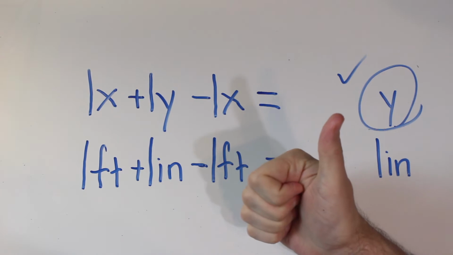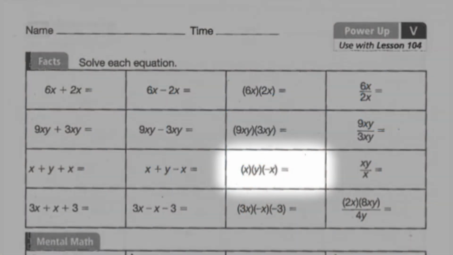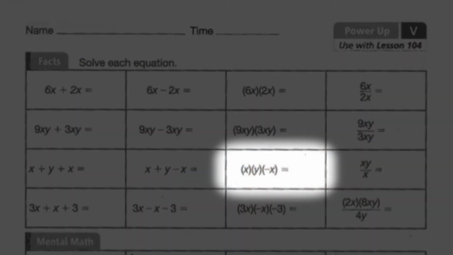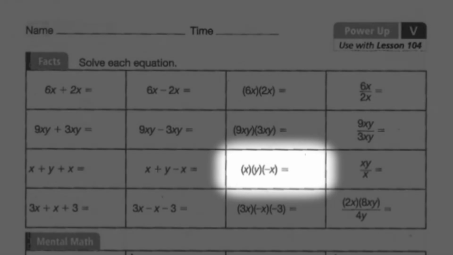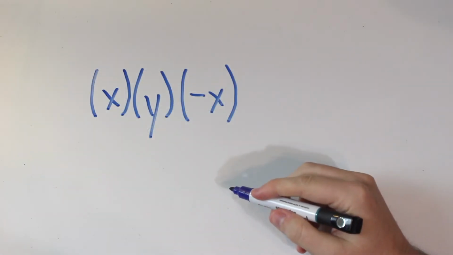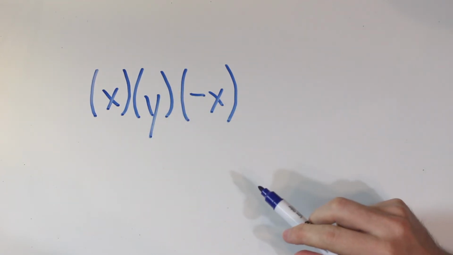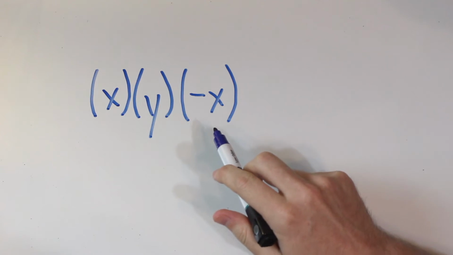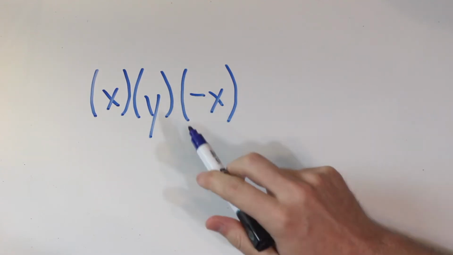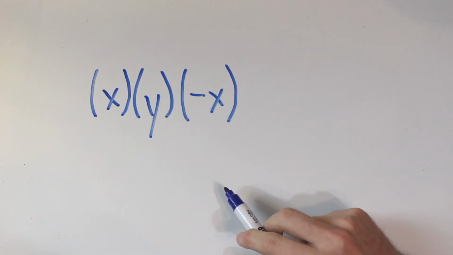Now, on to multiplication again. x times y times negative x. Remember a previous lesson where we learned about multiplying negatives. When multiplying a bunch of numbers or variables together that include negatives, first do the multiplying and worry about figuring out whether the product is positive or negative at the end.